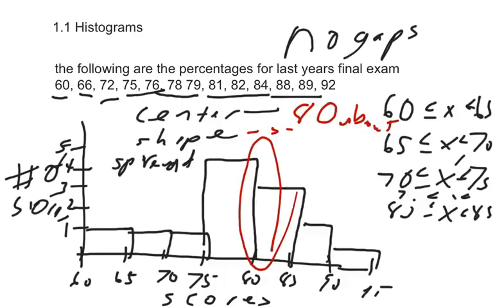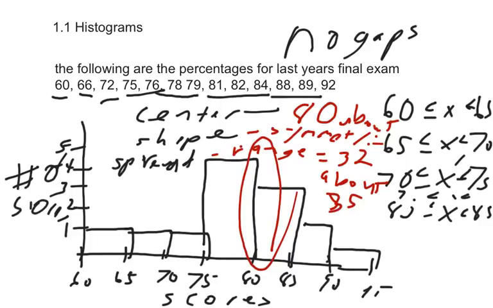Now the shape, and we'll talk about other shapes in a minute, this shape happens to be symmetric. And the spread, the range, we know it is exactly 32, or if we didn't have the numbers, we could say it's about 35, since we don't really know when looking at the histogram what the lowest number is and what the highest number is. However, in this particular case, since we had the numbers, we could say the range is 32, because 92 minus 60 is 32. Or we could take a look at the graph and say it's about 35, because the range goes from about 60 to about 95.